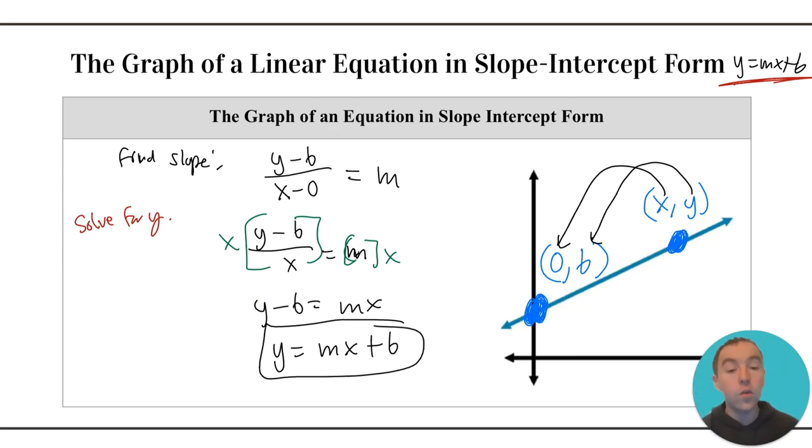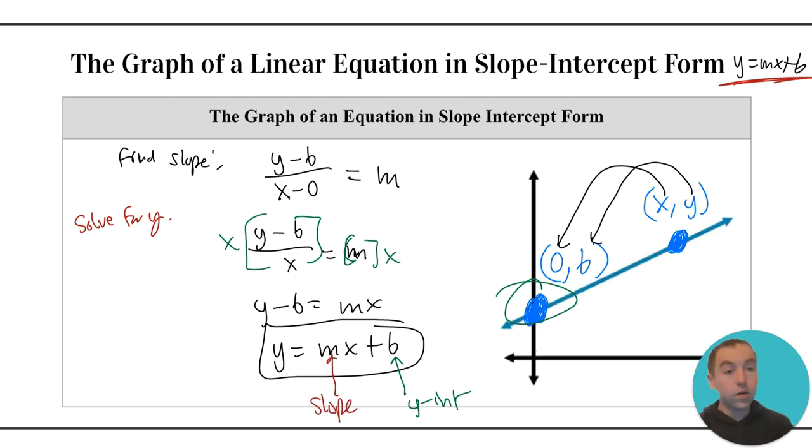So what we should know about this, of course, is that the b number specifies where the y-intercept is, so where the line is crossing through the y-axis. And then we should also know that m is specifying what the slope is for your line, right?